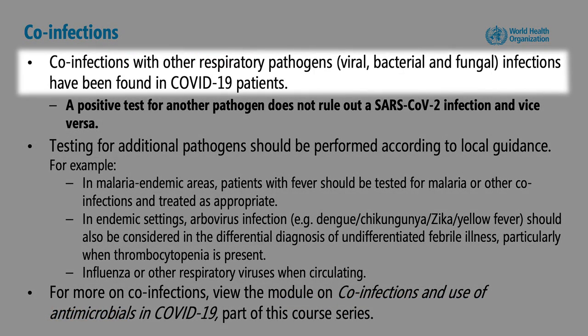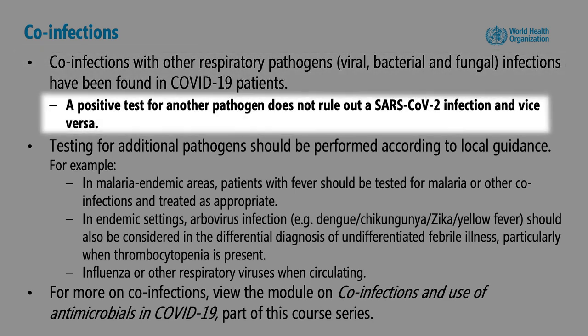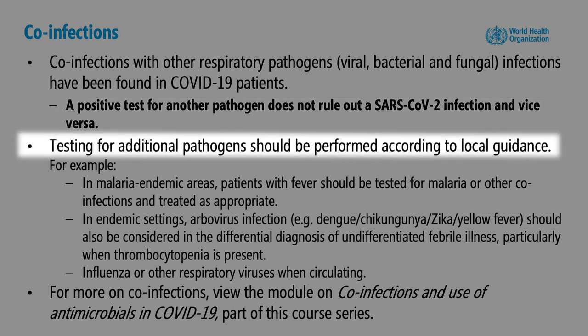Co-infections with other respiratory pathogens, such as viral, bacterial, and fungal infections, have been found in COVID-19 patients. As mentioned before, a positive test for another pathogen does not rule out a SARS-CoV-2 infection and vice versa. Testing for additional pathogens should be performed according to local guidance.